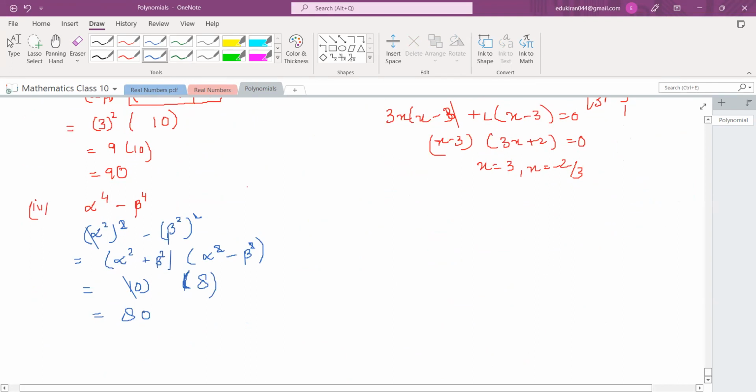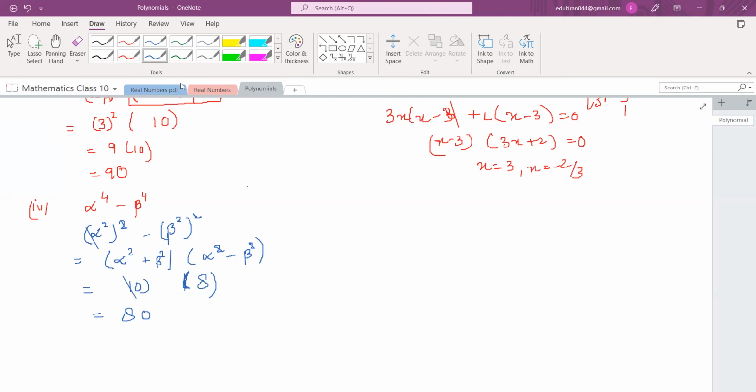So the first 2, 3 are important: alpha square plus beta square, alpha square minus beta square, and how much is alpha minus beta. I think these 3 are important because these will be used for other identities as well. So please practice well how to calculate alpha square plus beta square, alpha minus beta, and alpha square minus beta square. Understood? Because these results will be used in the other parts also.